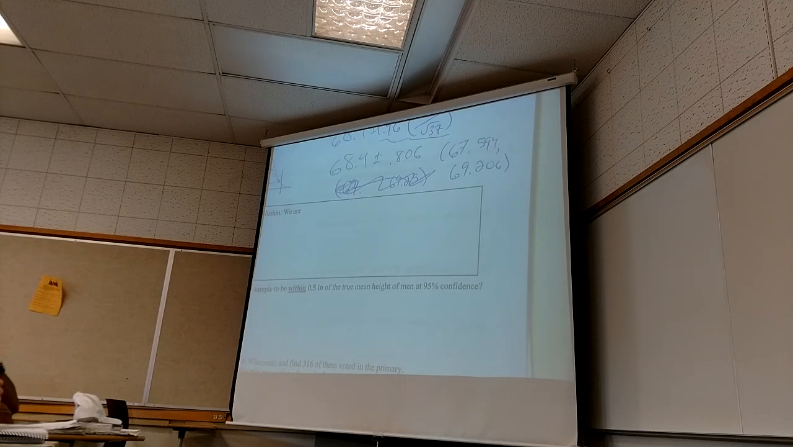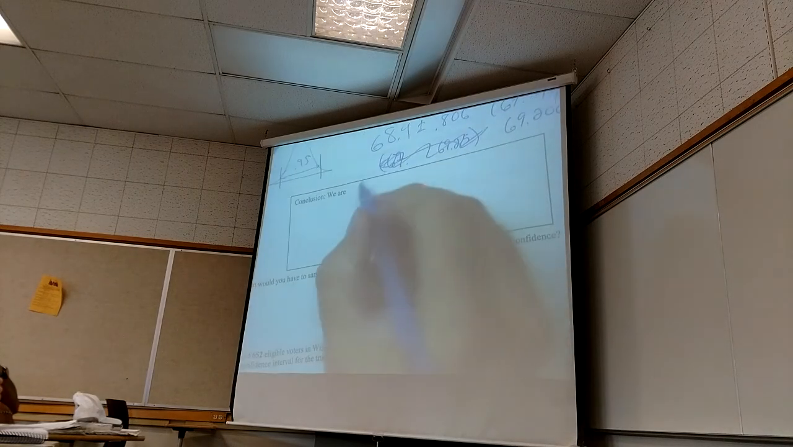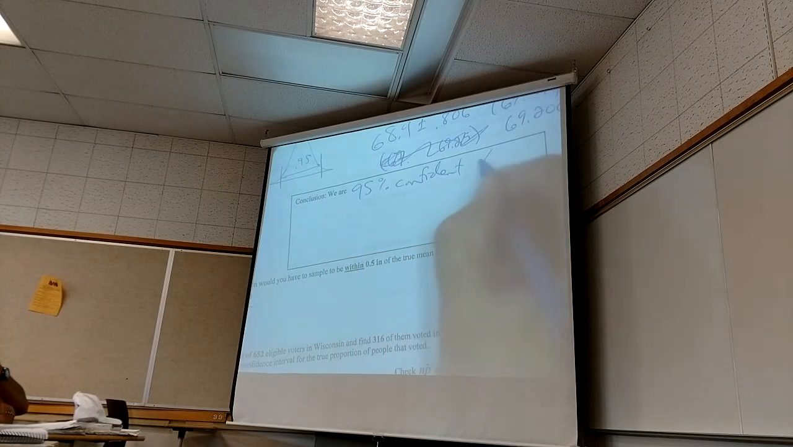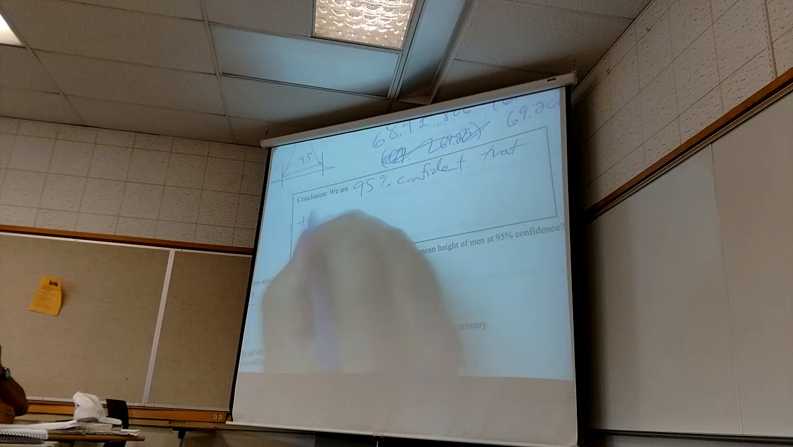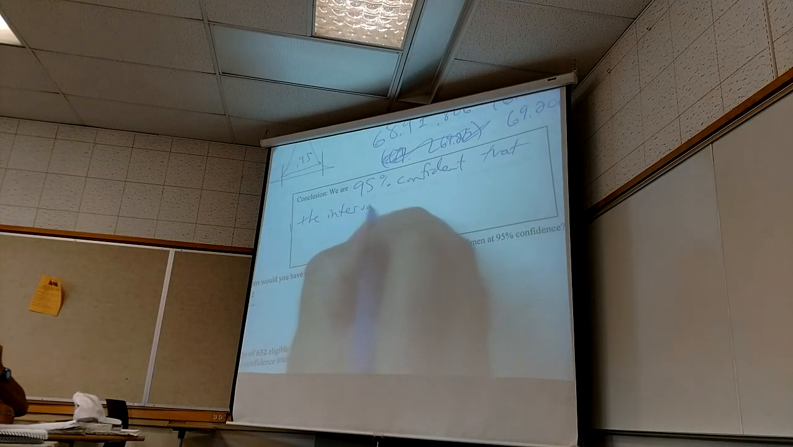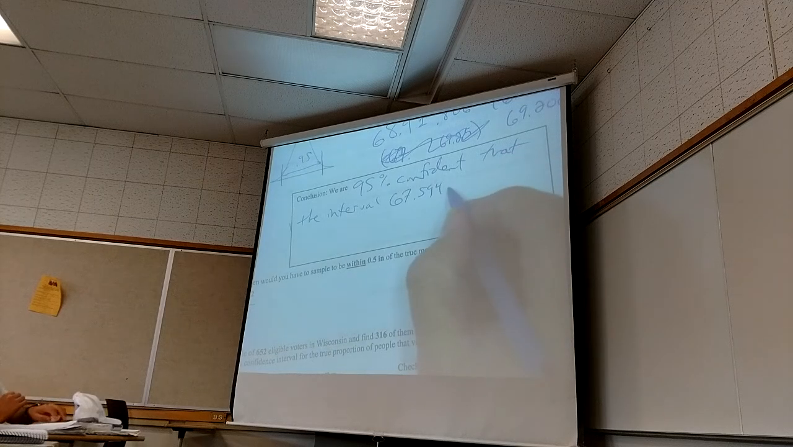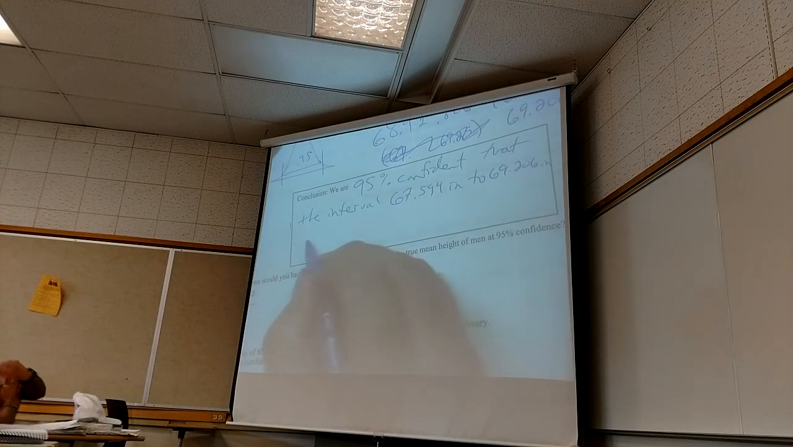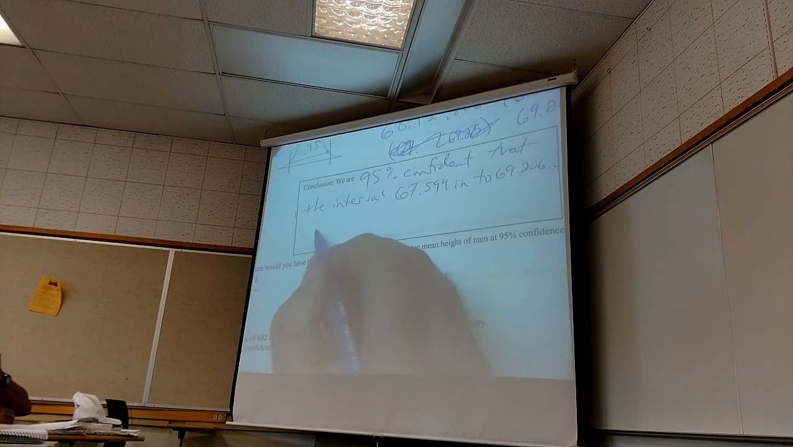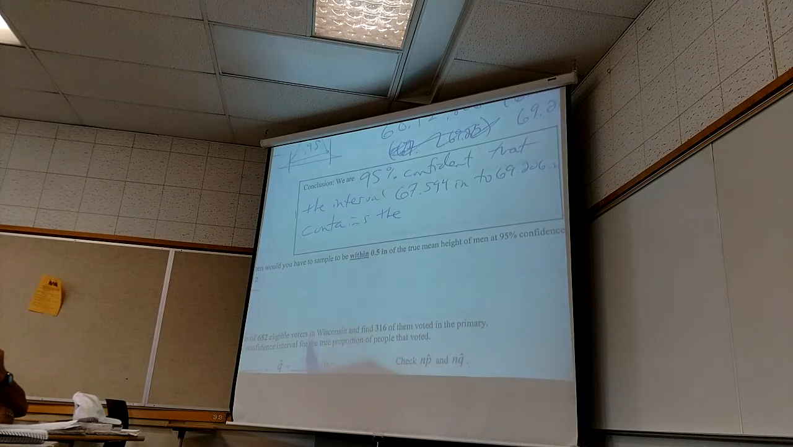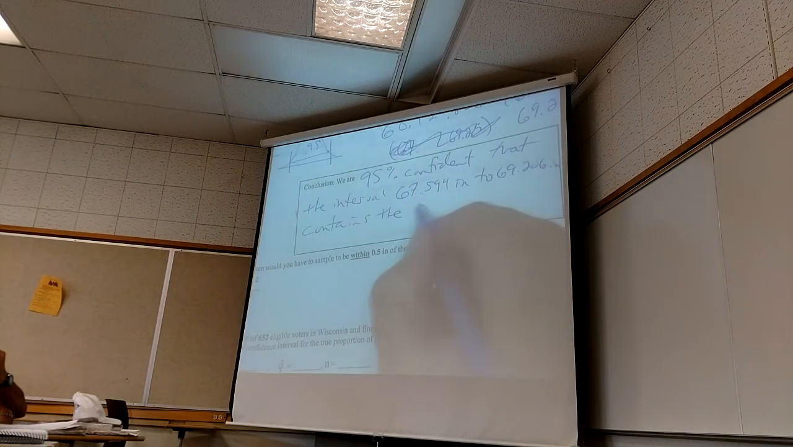So how do I write this conclusion? We are 95% confident. Good, that the interval 67.594 inches to 69.206 inches contains the true mean height.